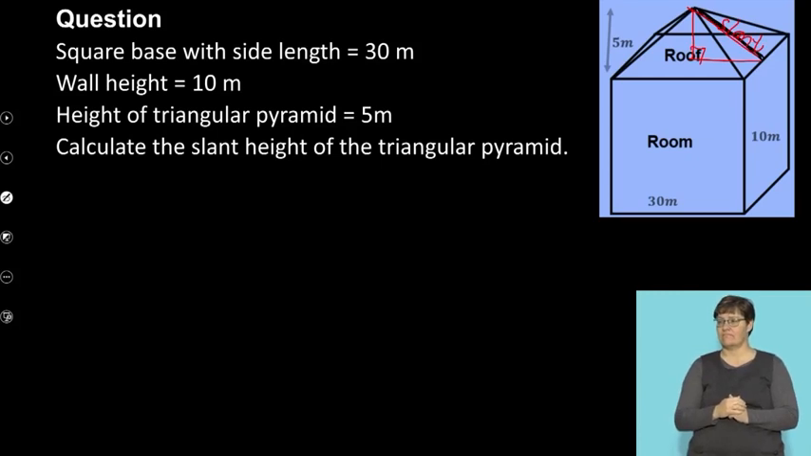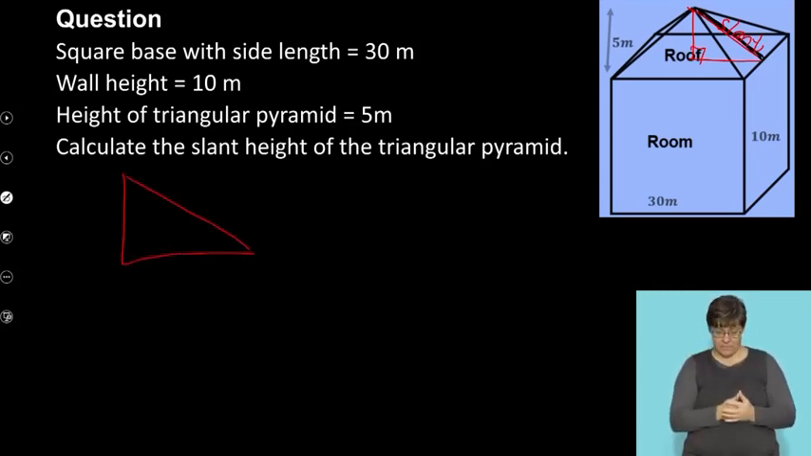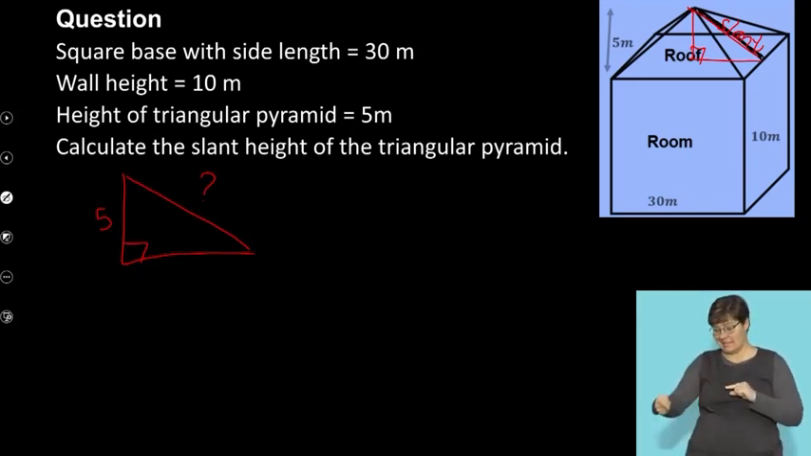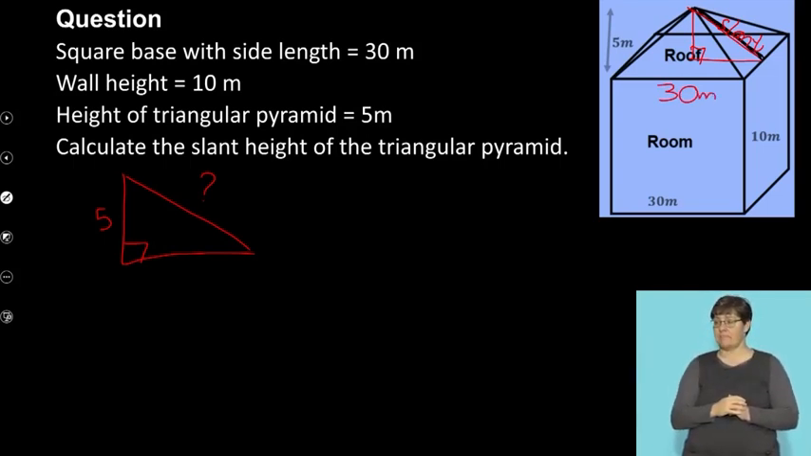So if I redraw that triangle, we know that the height of the building is 5 meters. I want my slant height, but just to note what the base will be, because I know that the lengths of each of the walls is 30 meters, and because this right angle has come from the middle of the roof down, that means that the base would have to be 15 meters.